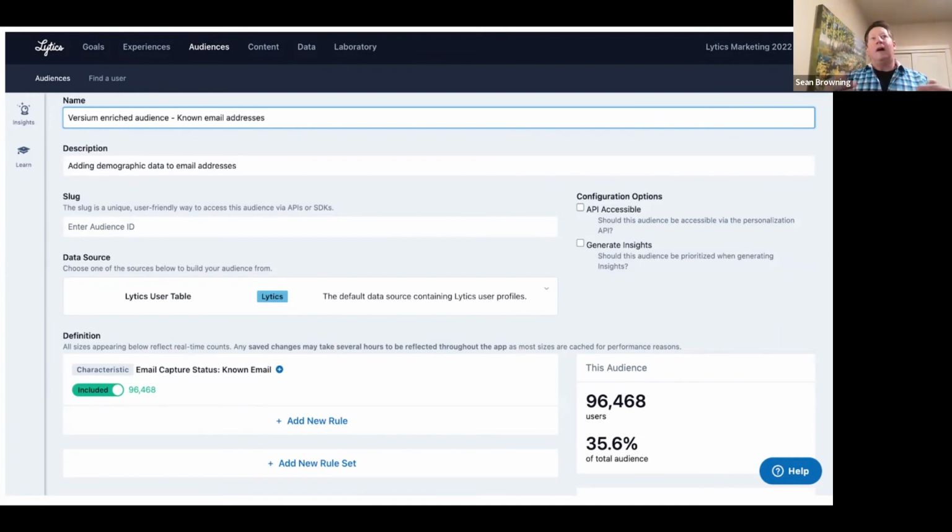So when you build an audience, we're going to walk through building an audience here, you give it a name, and I'm saying, okay, I want to know who are those people that have been enriched through the Versium attributes and detail. Then we know, setting up an audience, who are those people where I have a known email address, and certain common characteristics, right? Now the question is, how do you activate those? And that's where the identity data really becomes powerful.